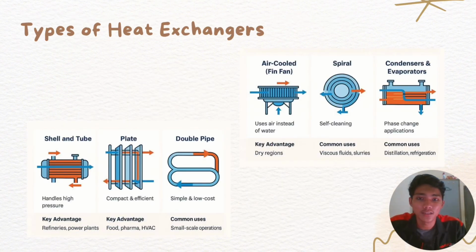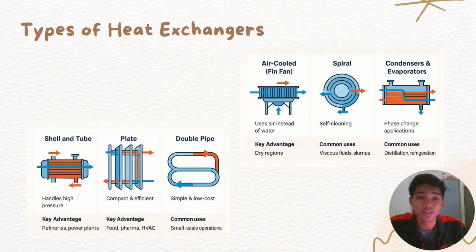There are 6 types of heat exchanger. The first one is shell and tube. Shell and tube can handle high pressure. The second one is plate, compact and efficient, used in food, pharma and HVAC. The third one is double pipe, commonly used in small scale operation. The next one is air cooled, which uses air instead of water. The key advantage of this heat exchanger is for dry regions.